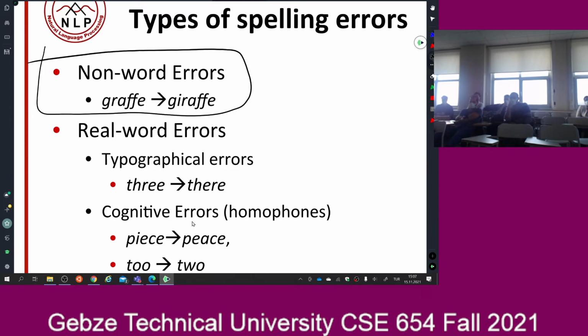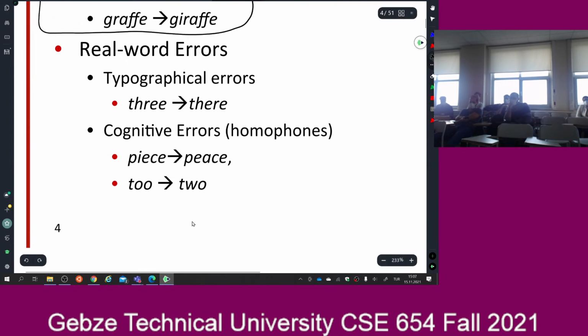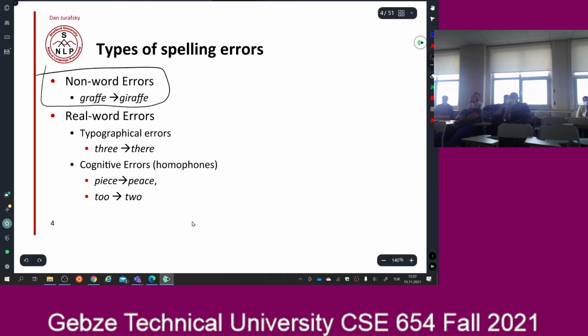If it is not in the dictionary, try to change it to the correct one. The tough ones are real word errors. Instead of writing three, I write there. That's a tough one, because there is no spelling error there, right? It is just using a different word. Both of them are spelled correctly.